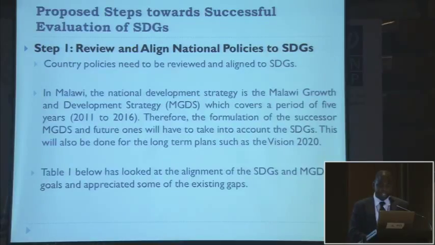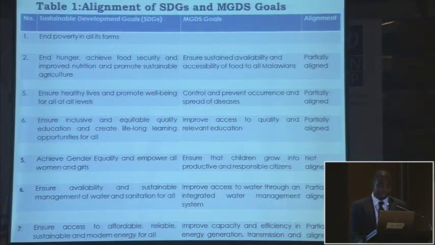which we call the MGDS, covers a period of 5 years, 2011 to 2016. So next year it is expiring, and as we're thinking about the new policy for Malawi, we'll be able to incorporate issues of the sustainable development goals. Also there is a table that tries to look at just some of the gaps, but it's not a very detailed analysis, just to see how far our current policy is from incorporating the sustainable development goals. So that's the table, just looking at the issues of alignment. I was able to see that in most of the goals, there are still some gaps that we, as a country, will need to reflect on.